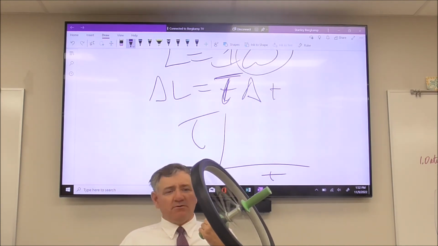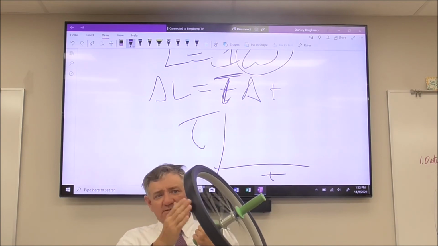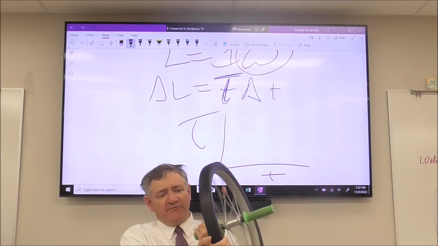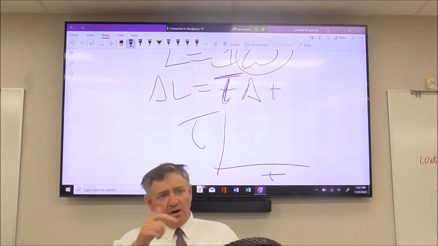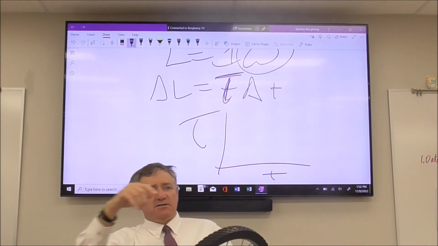Same thing is true if I want to slow it down. If I just apply a tiny bit of force for just a short amount of time, I don't change that. But if I apply a big force over a longer period of time, I'm going to create a bigger change in momentum.